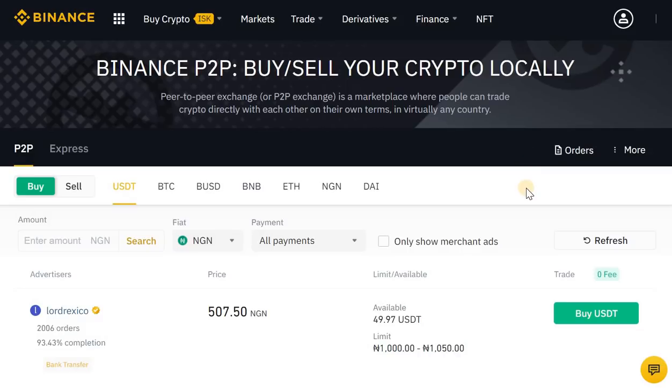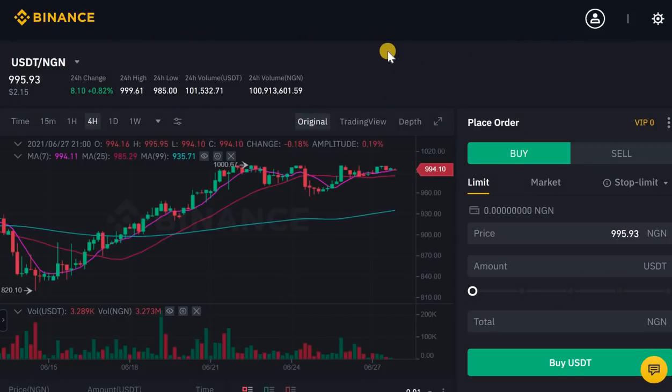Now once you've transferred your USDT from your P2P wallet to your spot wallet, trading this pair means that you are going to be buying USDT or selling USDT. It's either you buy USDT from your NGN fiat balance or you sell USDT back to your NGN fiat balance. This is how you trade the USDT NGN on spot.